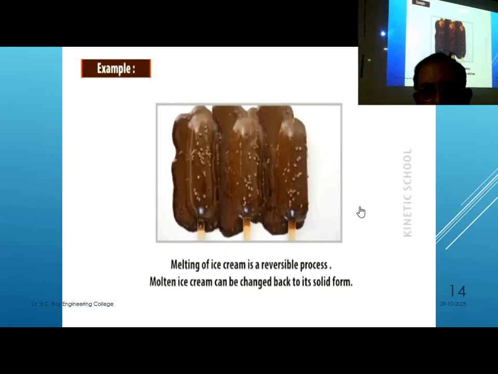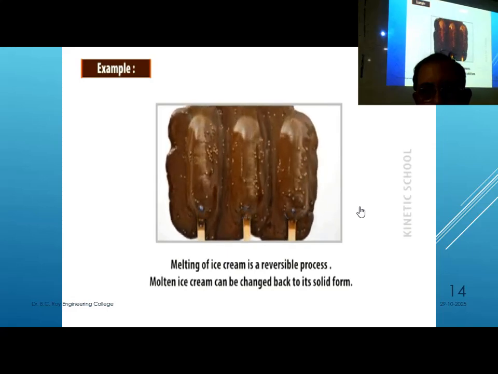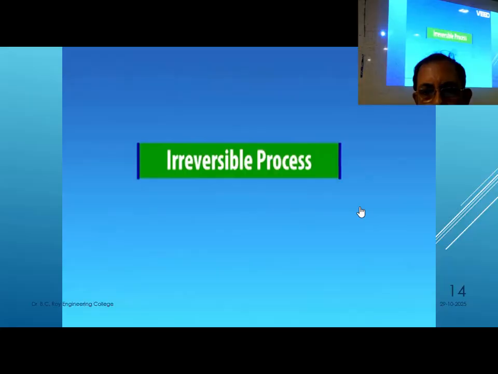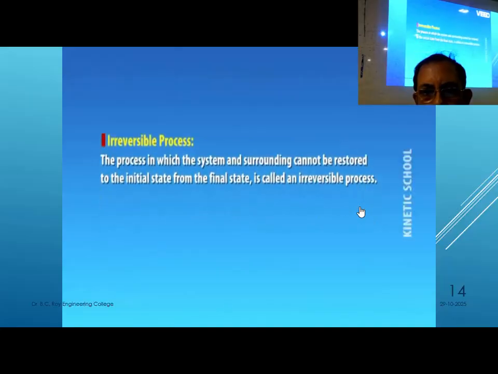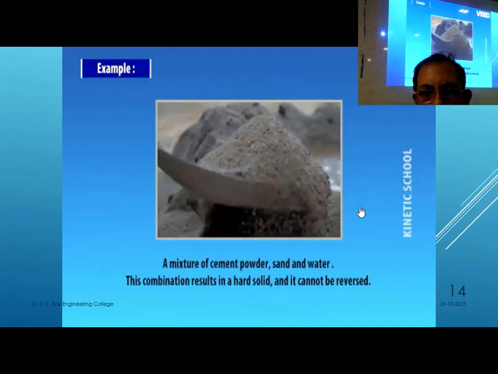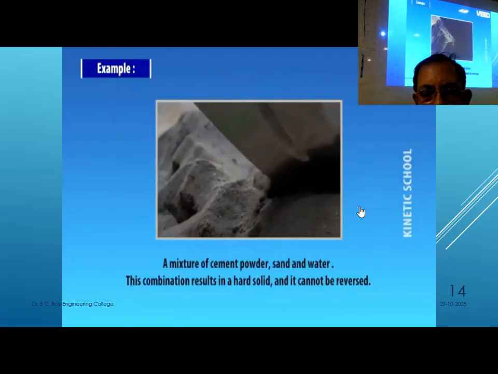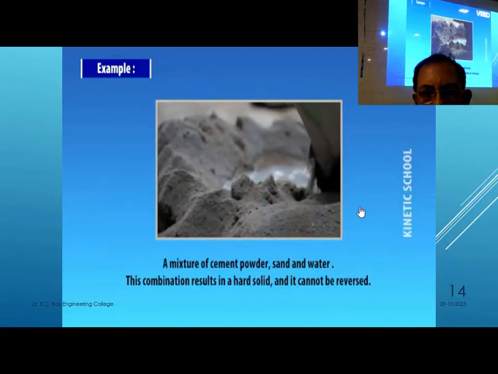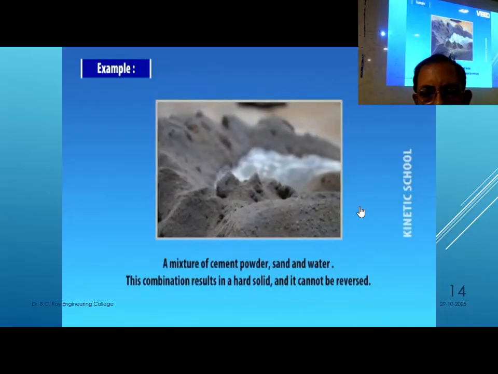Now, what is irreversible process? Let's see what is irreversible process. The process in which the system and surrounding cannot be restored to the initial state from the final state is called an irreversible process. A mixture of cement powder, sand and water is an example of irreversible process. This combination results in a hard solid and it cannot be reversed.